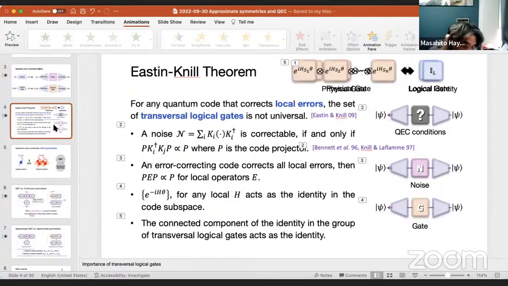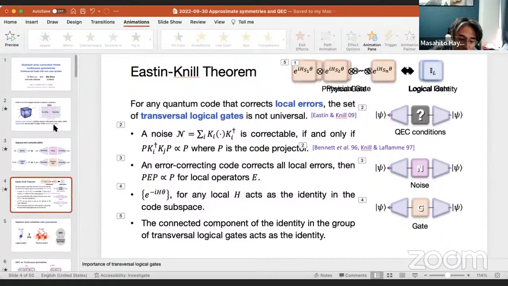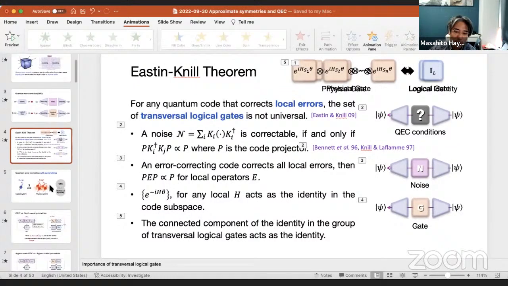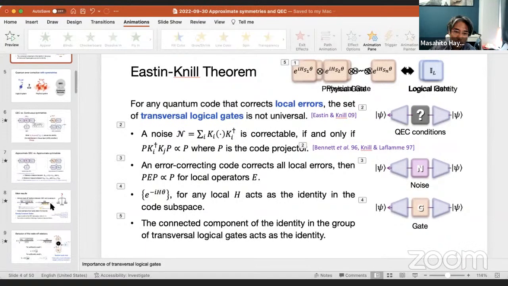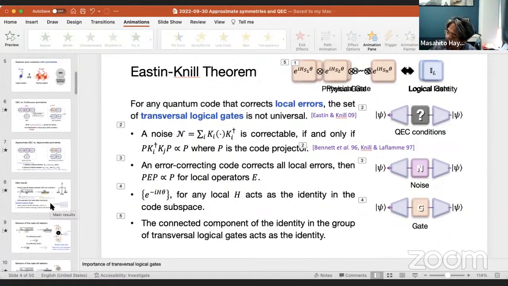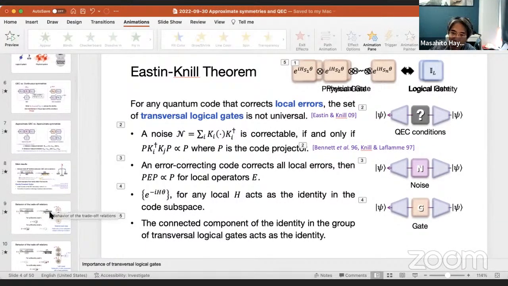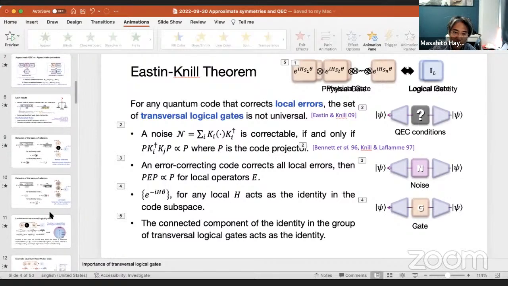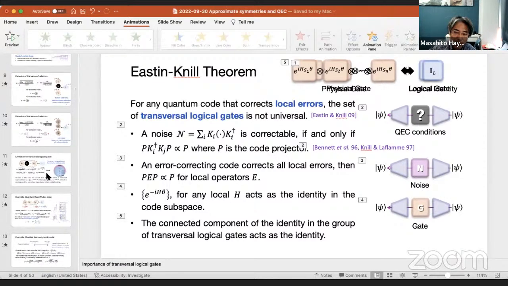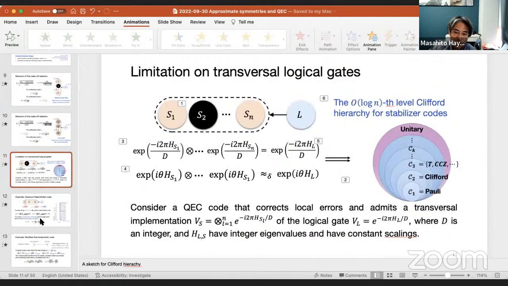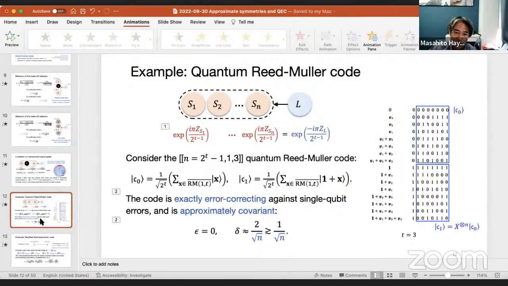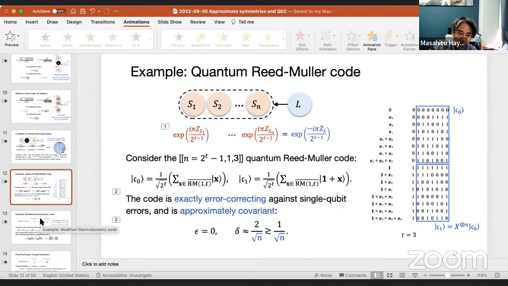And also, you consider some hierarchy of quantum operations. I cannot remember, but maybe you show that C1, C2, C3. C1 is Pauli operation, and C2 is Clifford, and C3 is maybe a set of quantum gates. So you consider that kind of hierarchy. I cannot remember where it is.